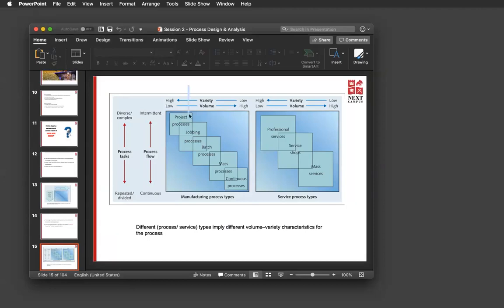Now, if you look at the other side, we have been talking about the manufacturing process. If you look at the service process types, the principle that is applicable is the same. If the service volume is low and the variety is high, then it is termed a professional service. Example of professional service. Let's see.